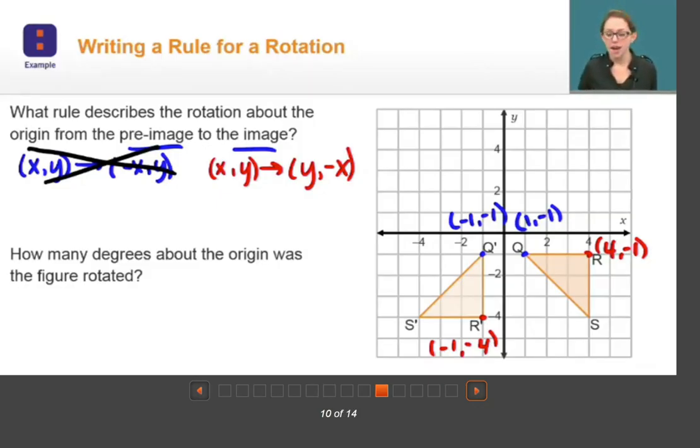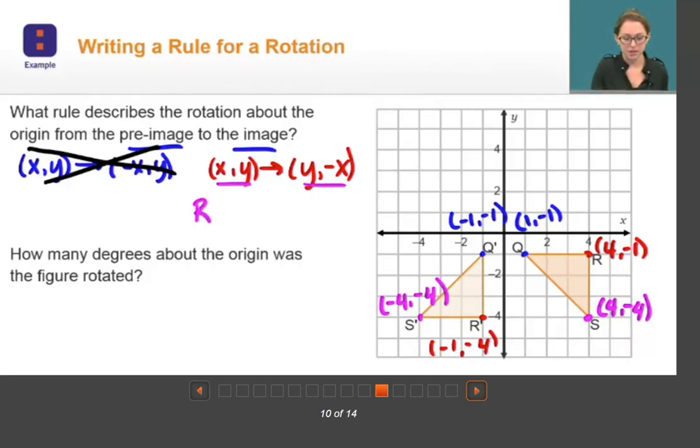So we have vertex S at 4, -4, and we have S prime at -4, -4. This also shows that x, y is mapped to y, negative x. So the rule for this rotation is x, y being mapped to y, negative x. Now notice that we could also write this rule in this notation. And I'll explain the 270 degrees in just a moment.